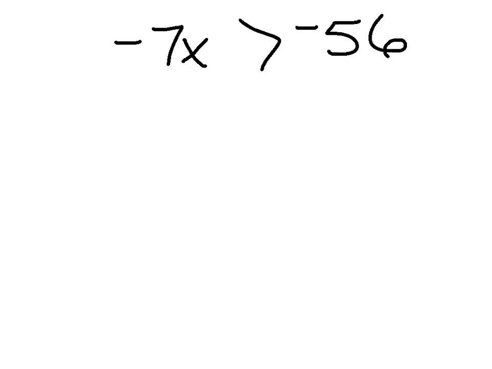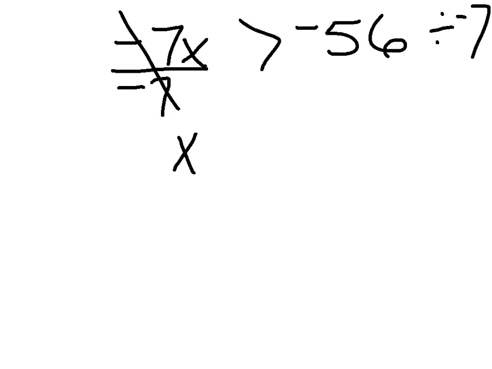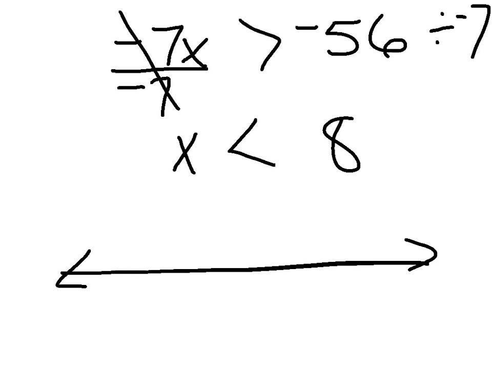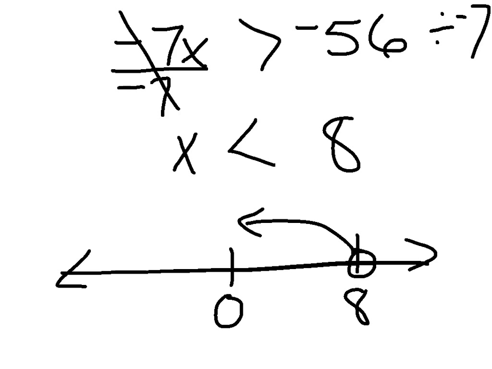Let's try solving another inequality. This time we have a negative 7x is greater than a negative 56. To get x by itself, since it's being multiplied by a negative 7, we have to divide by a negative 7. Whatever we do on one side, we must do on the other. Now remember, whenever we multiply or divide by a negative number on both sides, we have to switch our inequality. 56 divided by 7 is 8. Since the signs are the same, it's positive. So x is less than 8. We can graph that on a number line with an open circle and an arrow to the left.